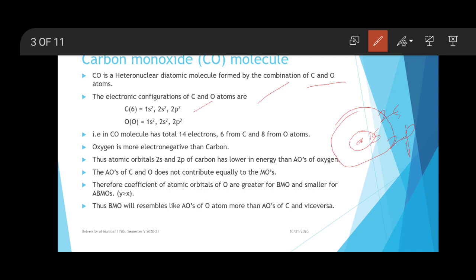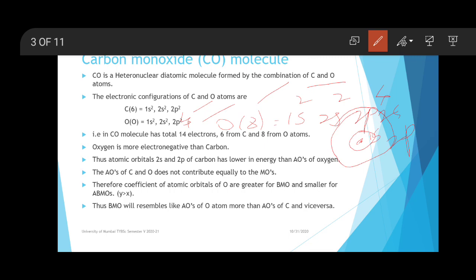Likewise, we have the oxygen atom whose atomic number is 8. By mistake we have taken it as O, but the atomic number of oxygen is 8, and therefore there are 8 electrons. These 8 electrons are distributed with 2 electrons in 1s, 2 electrons in 2s, and 4 electrons in 2p. So I will write here the electronic configuration of oxygen, whose atomic number is 8: 1s2, 2s2, 2p4.